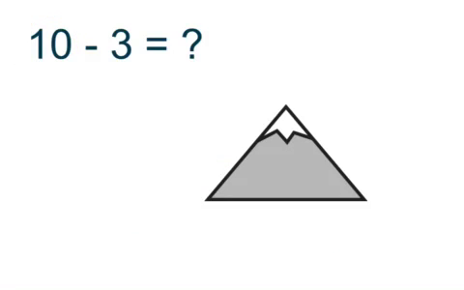Another strategy is to use the math mountain. First, I need to identify the total and the part. The total is the biggest number. That's 10. So 10 is going to go at the top of the mountain. I know one of the parts is 3, so 3 can go on either side of the mountain. The other piece, part or addend, is the one I am trying to figure out. This allows me to think of a subtraction problem as an addition problem, if that helps me solve it.